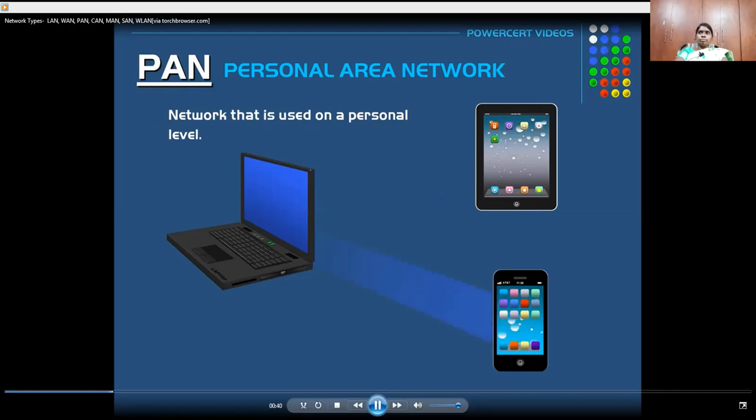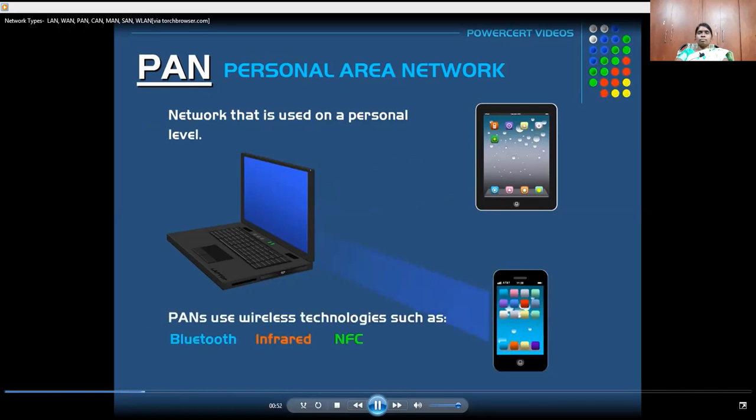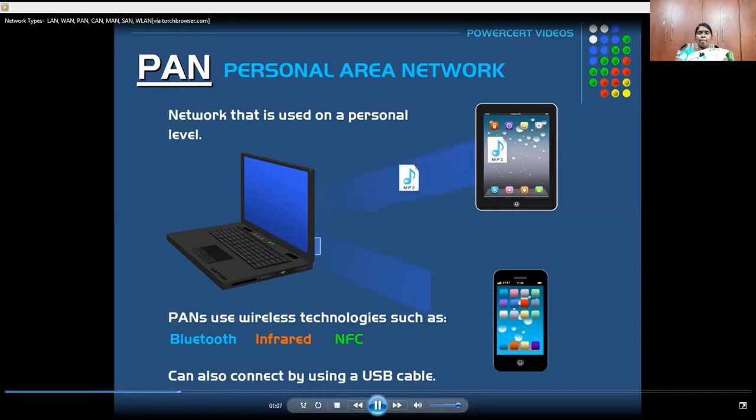It's a small network that is used for connecting devices such as smartphones, tablets, and laptops. And they connect to each other by using wireless technologies such as Bluetooth, infrared, and near-field communication, or NFC. But they can also connect by using a wired connection, such as a USB cable. PANs are generally used for transferring small files, such as music, photos, calendar appointments, and so on.